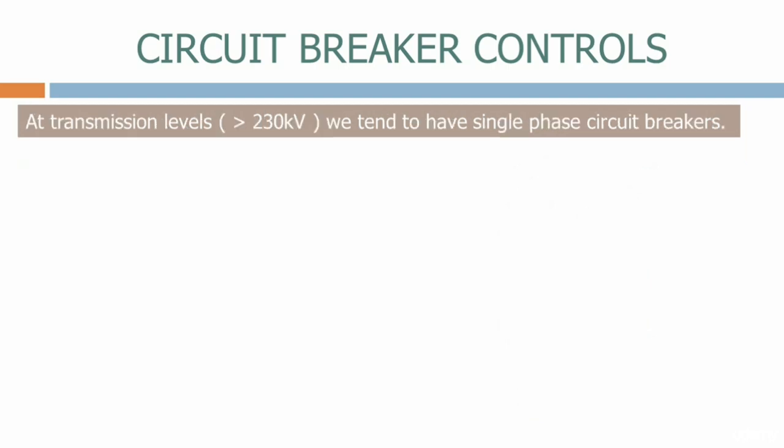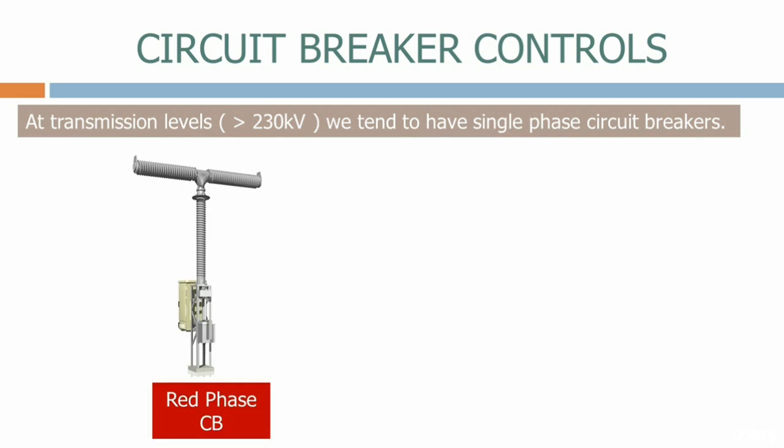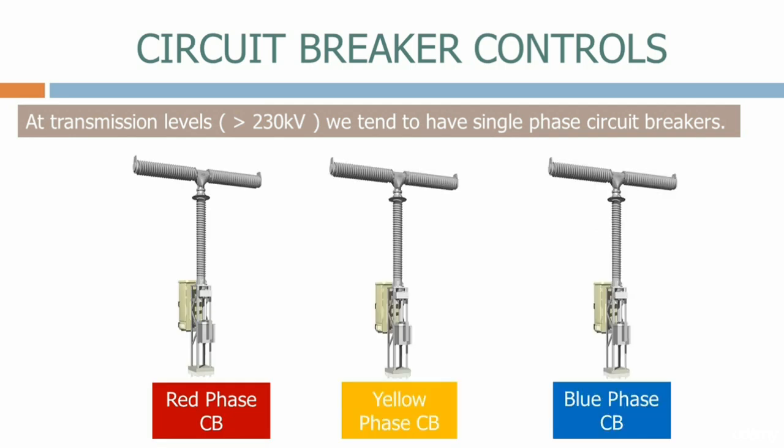At transmission levels above 230 kV, we tend to have single-phase circuit breakers. Therefore, we have a single-phase circuit breaker with its own mechanism on the red phase, yellow phase, and blue phase.